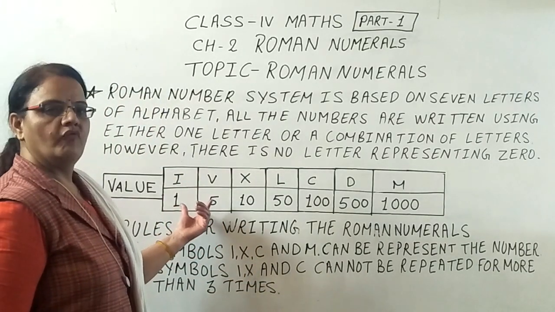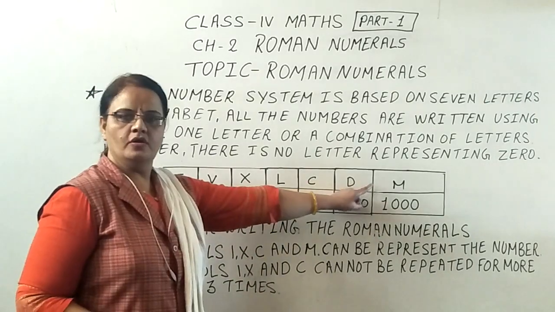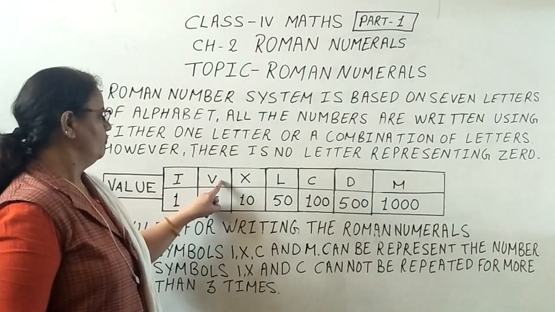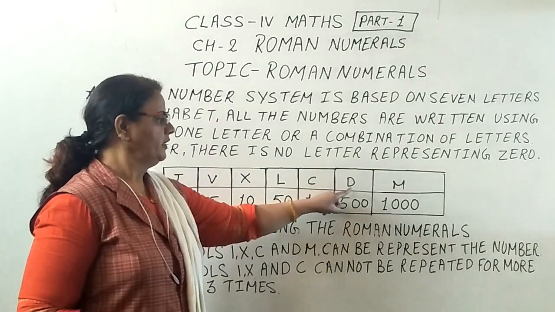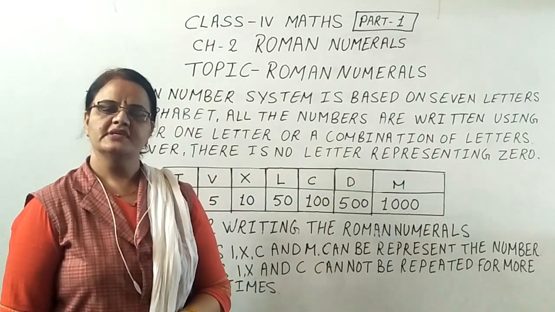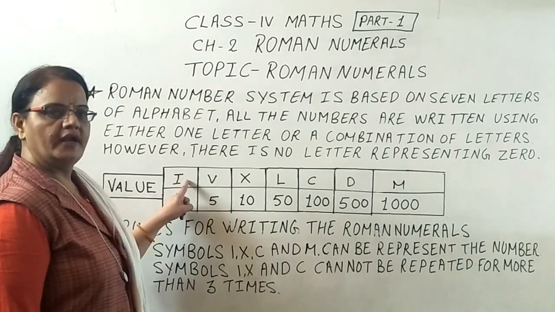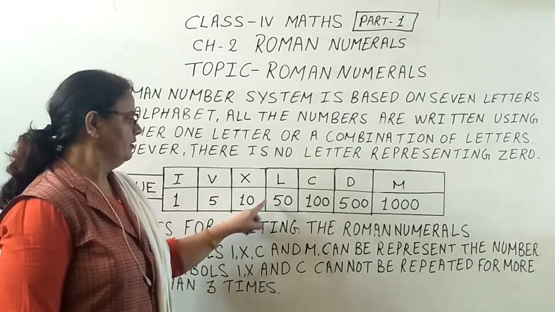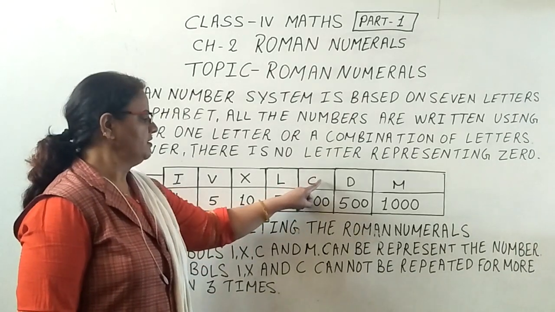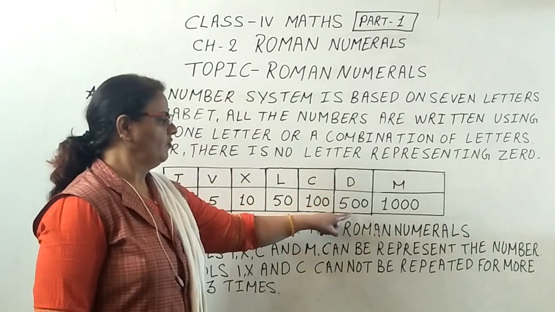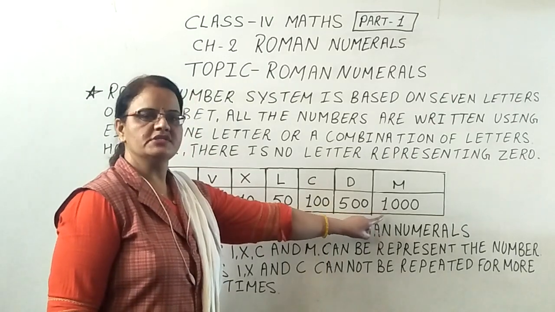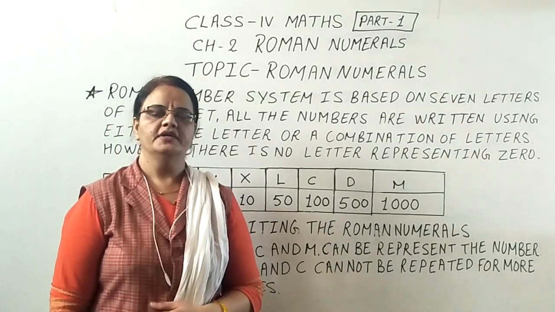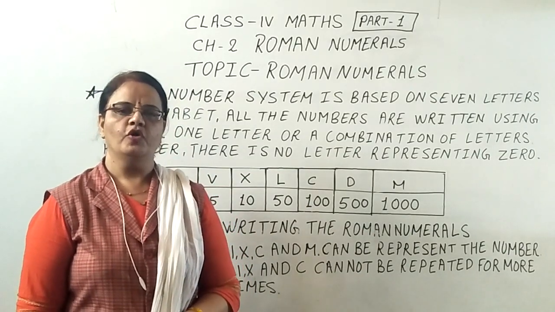As you can see, one table is drawn here with some letters and their values. The letters are I, V, X, L, C, D, M. So how many letters will we use? 7 letters. And their values? Letter I, value is 1. Letter V, value is 5. Letter X, value is 10. Letter L, value is 50. Letter C, value is 100. Letter D, value is 500. And letter M, value is 1000. So, in Roman numerals, we will use how many letters? 7 letters. Yes, students, when we write down Roman numerals, we will follow some rules.